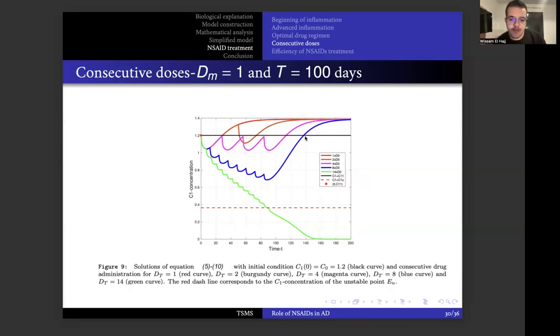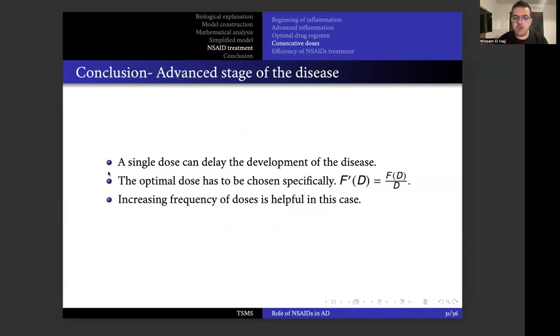It's better to take more frequent, but to get the optimal time, the maximal time, it's better to use the optimal dose. But if you take something bigger, you will get the same conclusion that it's better to be more frequent. But to have the maximal time, it's better to have the optimal dose. And by this question, I will go to the conclusion of this part that the optimal dose is chosen specifically. It is the first point that verifies this equality. And a single dose can delay the development. Increasing the frequency is very helpful in this case because it can either stop the development or it can delay the development. And in both cases, we are happy.